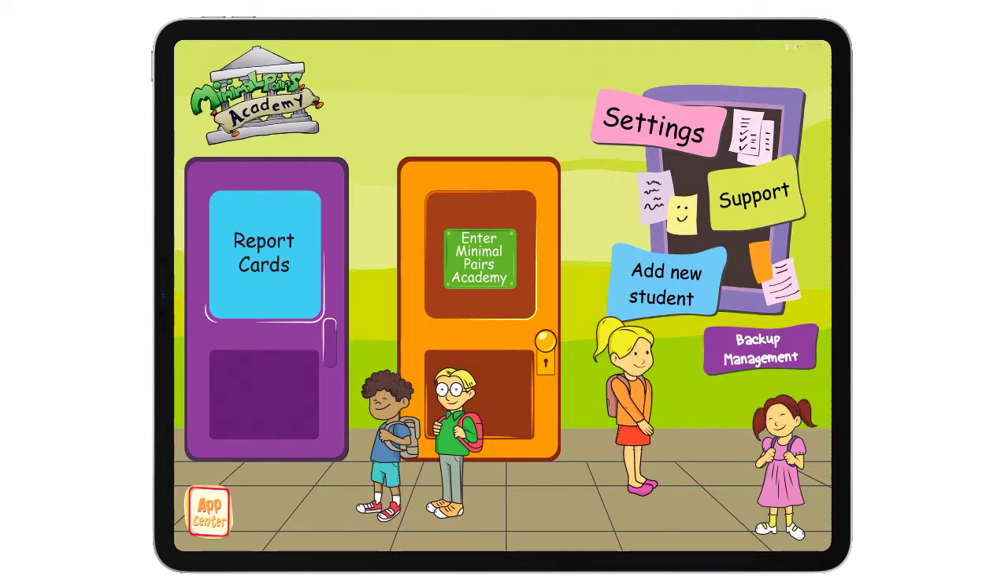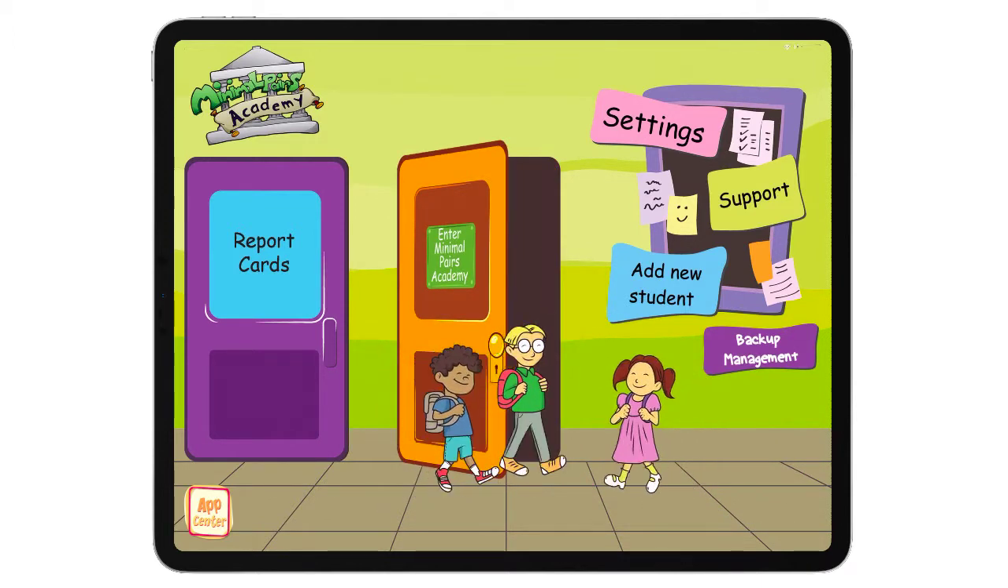Minimal Pairs Academy is based on the concepts of minimal pairs. They have to first be able to identify the differences in the sounds for them to be able to pronounce them correctly. In order for us to do that, there are specific ways to achieve that goal. So let's go ahead and show how the app allows you to work on speech using minimal pairs.